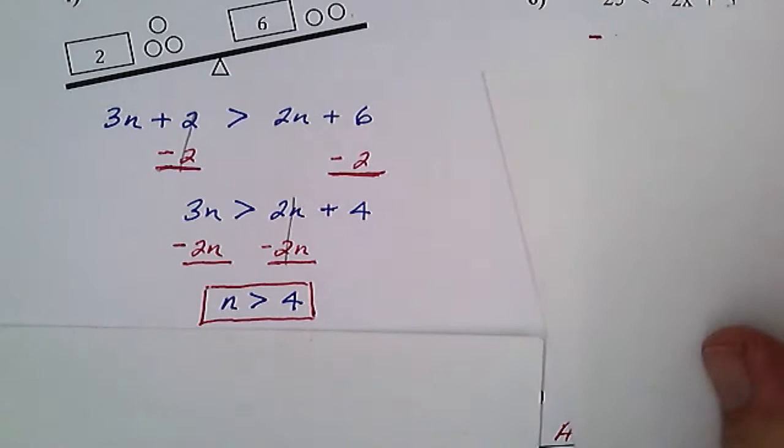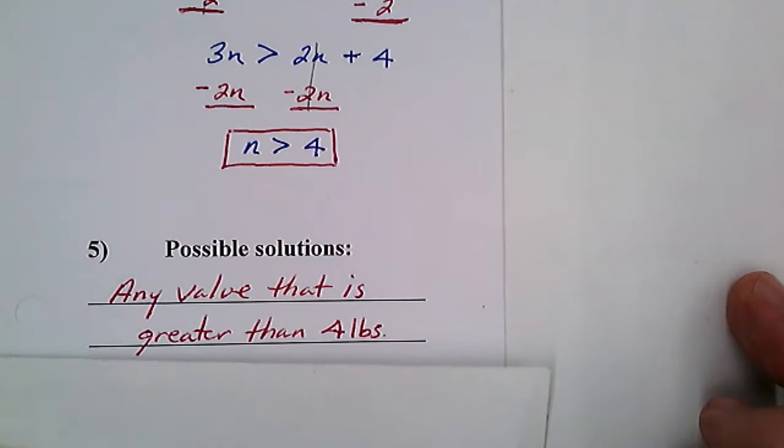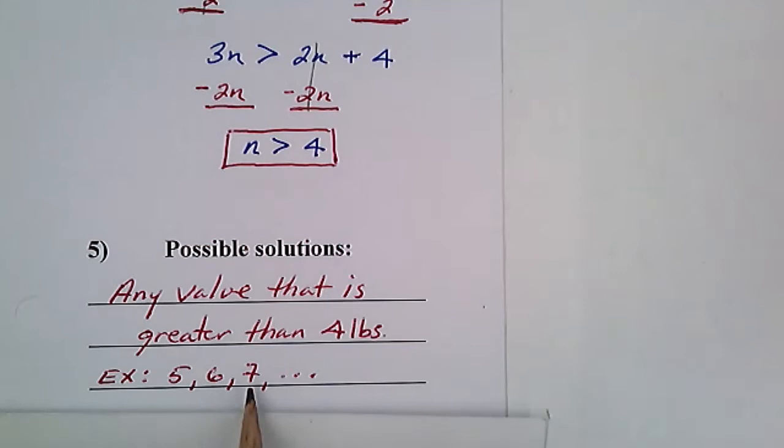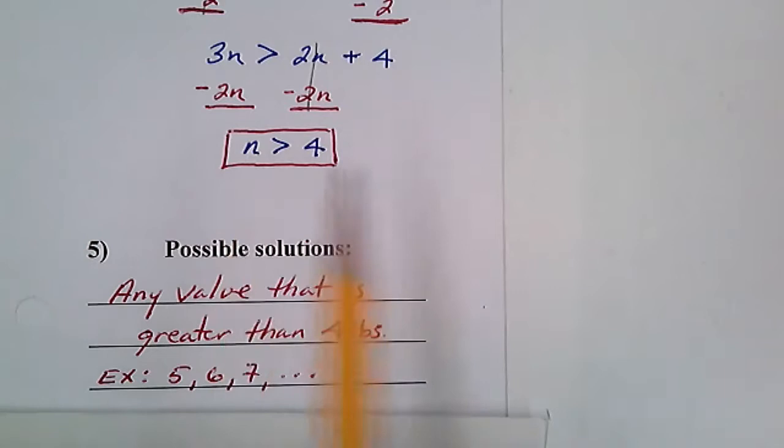So for possible solutions down below here, we would say any value that is greater than 4 pounds, right? So for example, it could be 5 pounds, it could be 6 pounds, it could be 7 pounds. So this variable can be any value that's greater than 4. But watch what happens if we were to do something that was smaller than 4.